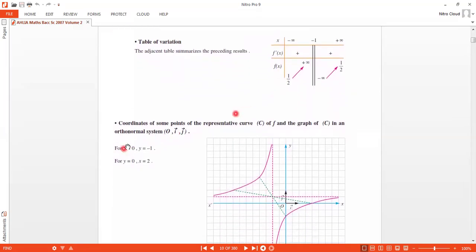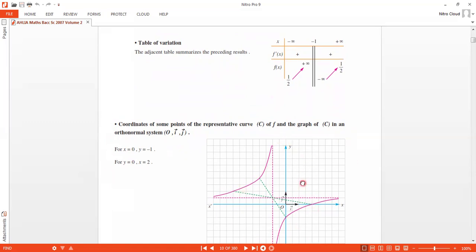Now, we still have to find the x-intercept and the y-intercept. So for x equals 0, y equals minus 1, and this is the y-intercept. For y equals 0, x equals 2. Of course, you replace these points in the main function. So x equals 2 is the x-intercept.